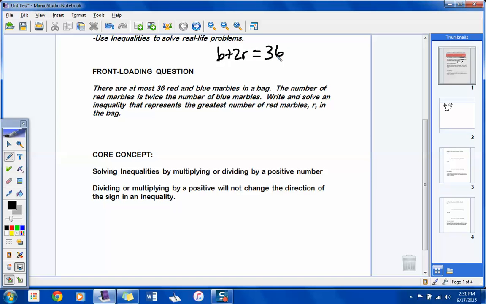Chloe, you have a thought? I have 2b is greater than or equal to 36. 2B is greater than or equal to? Wait, are we doing equations or inequalities? You just tell me what you think right now. 2b is greater than or equal to 36.